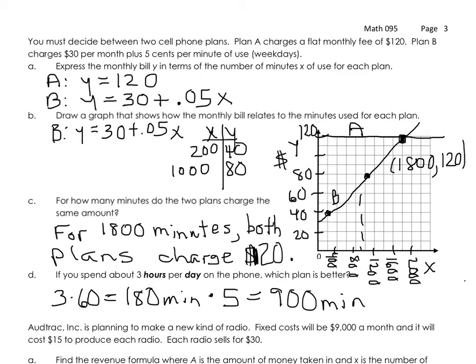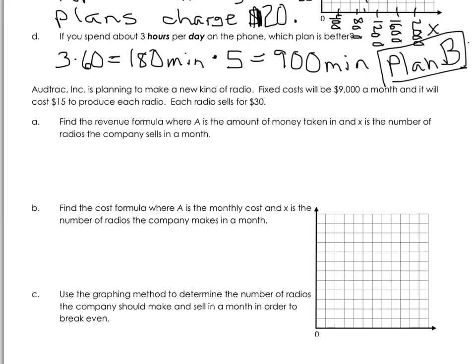about right here. How much are we going to pay? About $70. So plan B will pay $70. And we know that plan A is always $120. So which plan is better? I think plan B.